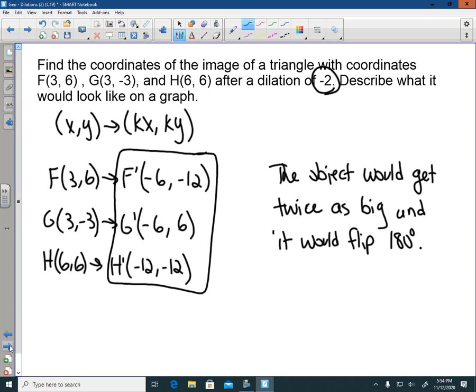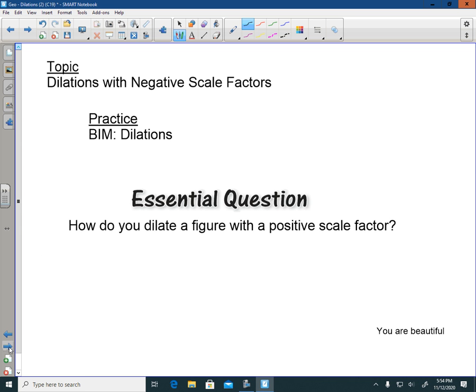All right. That's it. Not a whole lot to it. Your topic, dilations with negative scale factors, came with an essential question. How do you dilate a figure with a negative scale factor? That should be answerable at this point. If not, office hours are a thing. You can come and get some help.